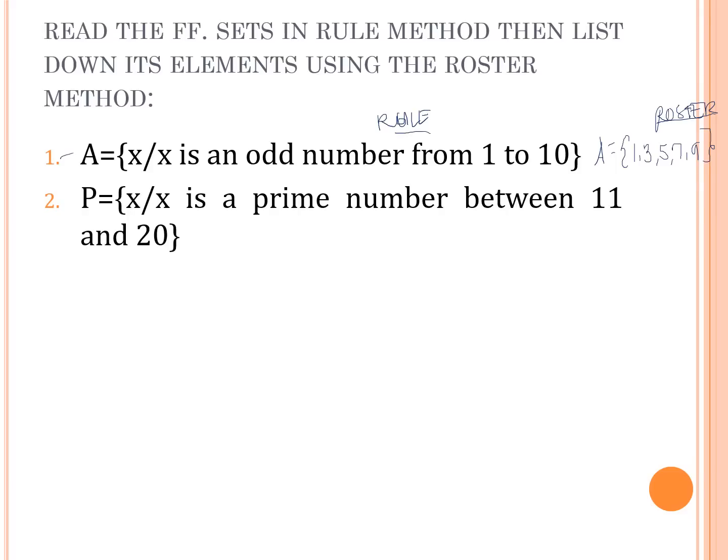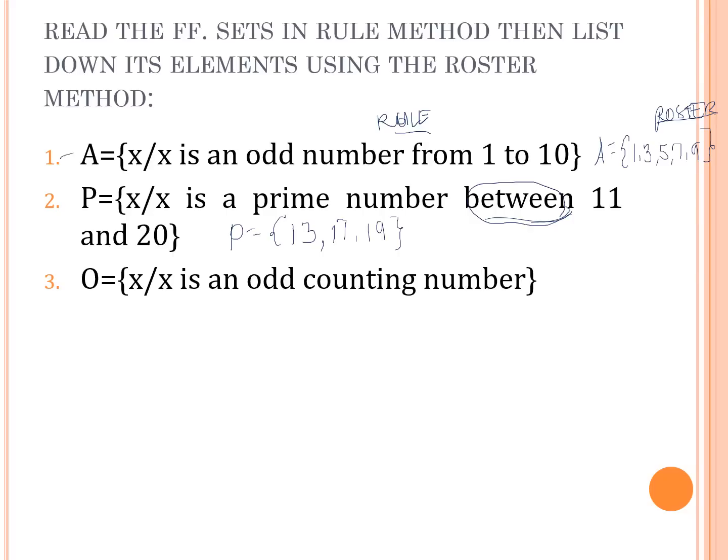Okay, number two, we have set P is the set of all x such that x is a prime number between 11 and 20. I have given you the definition of prime number a while ago. So what is the prime number between 11 and 20? We start with 13. Why did we not include 11? Because we have here the term between. It means that we should not include 11 because we are only considering the numbers between 11 and 20. The first element is 13, followed by 17, and then we have 19. So those are the only elements of set P.